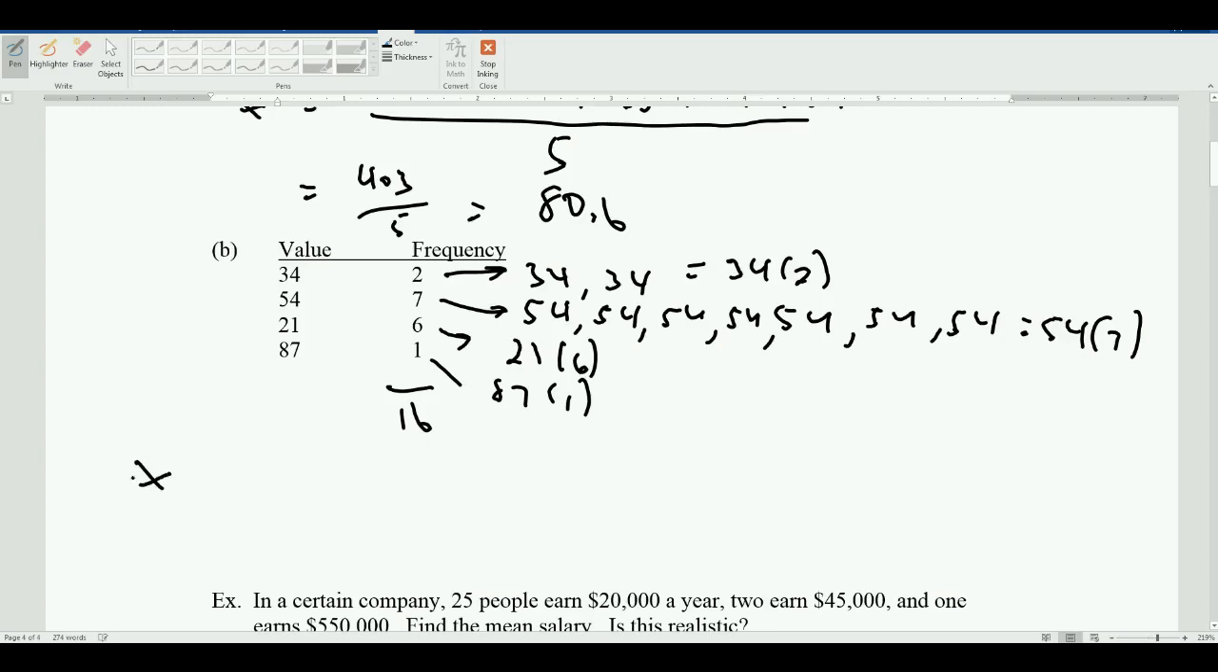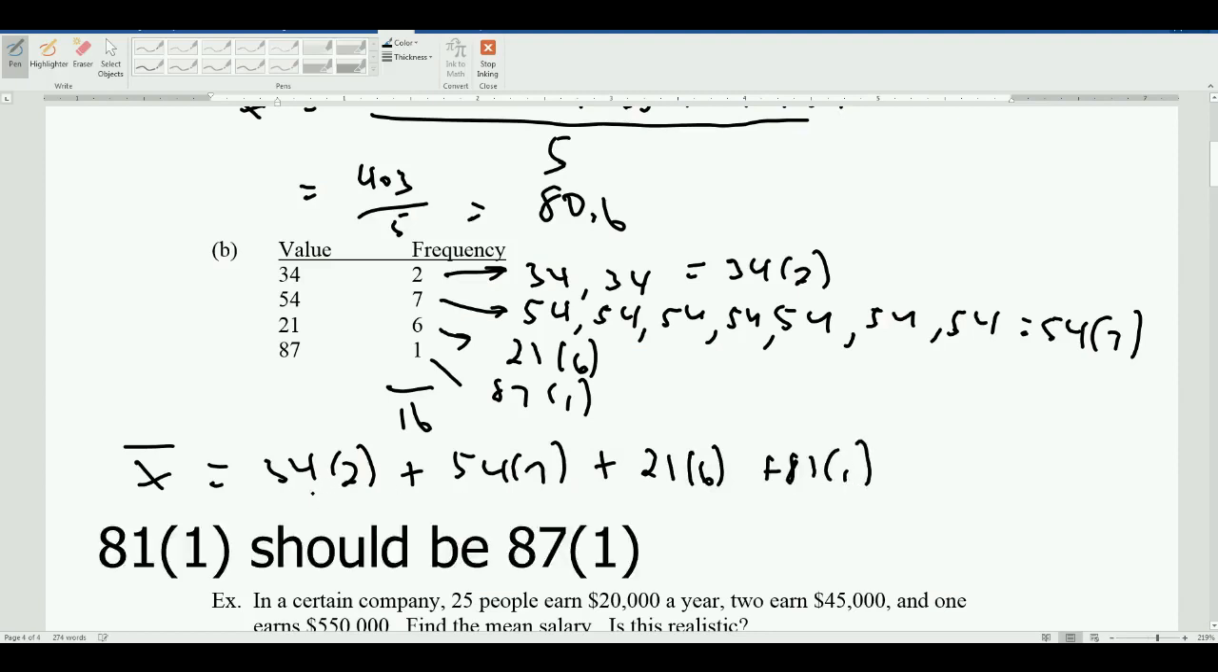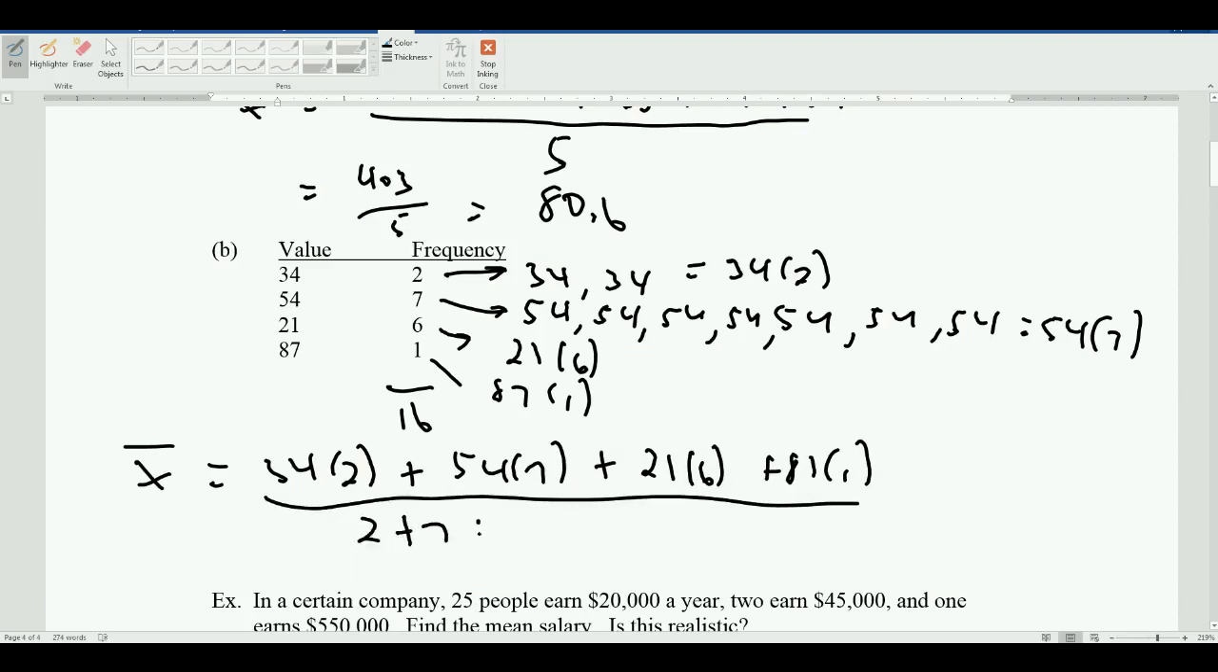So to find the mean, I could list them all individually like I did the first time. Or I could just do the shortcut. 34 times 2 plus 54 times 7 plus 21 times 6 plus 81 times 1. And then divide that by the total, which is the total of the frequencies. 2 plus 7 plus 6 plus 1, which you already know is 16.